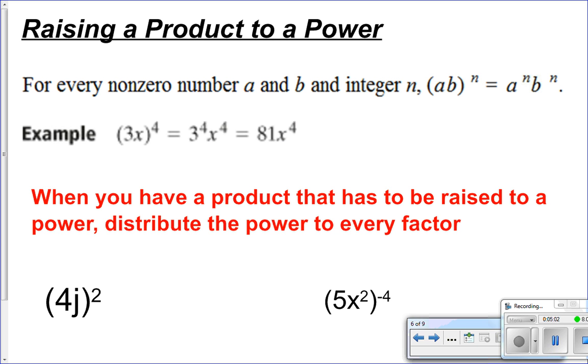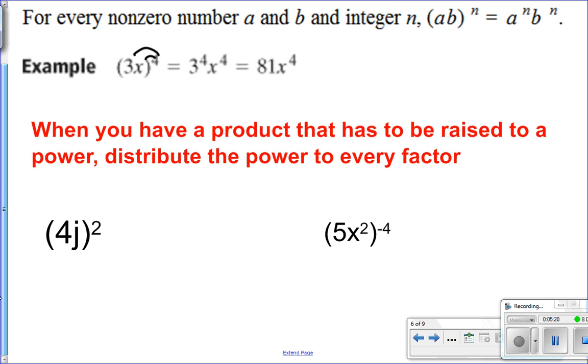So for example, I have 3x raised to the 4th power. So it's like you distribute the 4 to both the 3 and the x. So you get 3 to the 4th times x to the 4th. 3 to the 4th equals 81, so it's 81x to the 4th. When you have a product that has to be raised to a power, distribute the power to every factor.